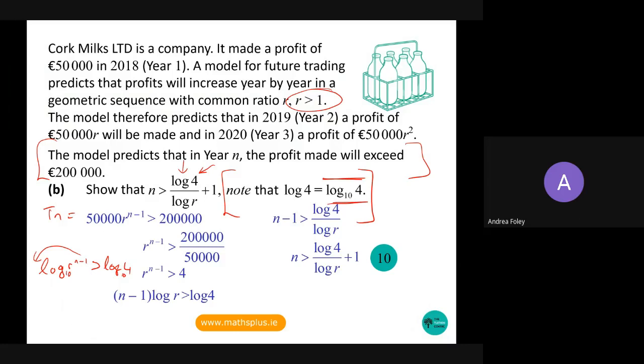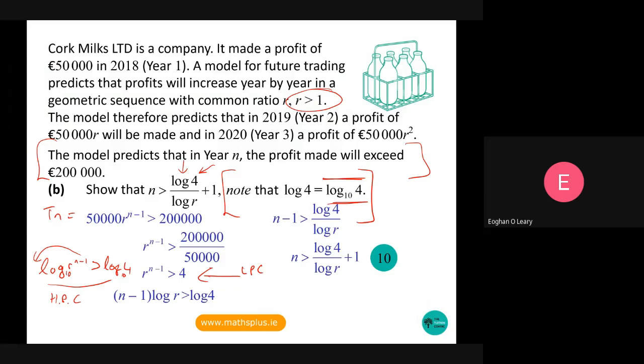So if you get as far as r to the n minus 1 is greater than 4, that is still low partial credit. Once you then do the next step and take logs of both sides, you're then moving on to high partial credit, which is worth 8 marks. So even if they got down to that part where they've taken a log of both sides, you're on 8 marks for a question that you might have found quite difficult.